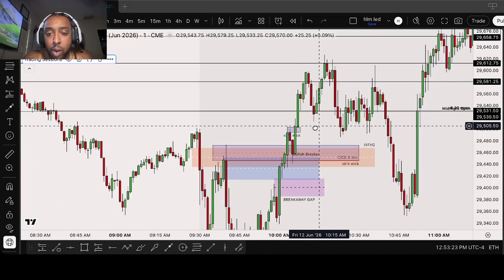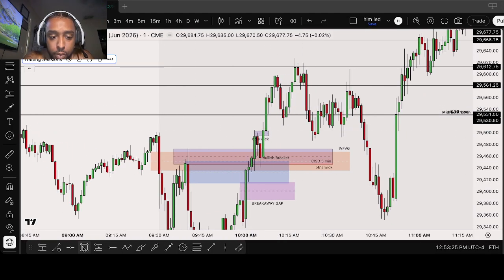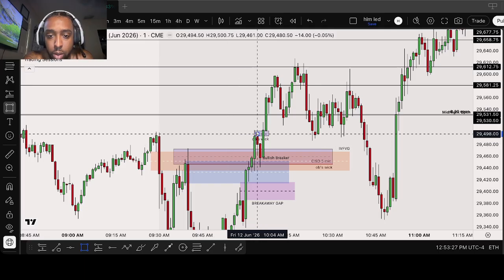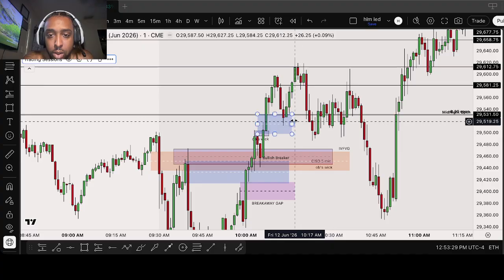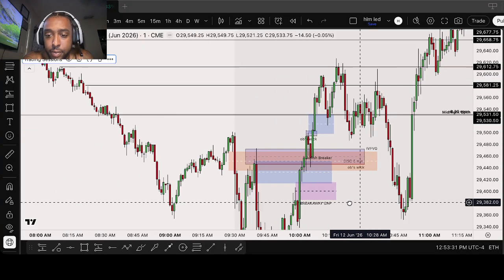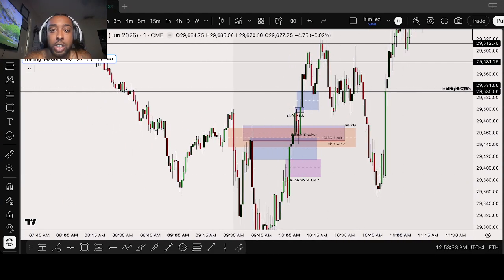And you see it came right back, used the same bullish order block coupled with the fair value gap right here to go higher. But yeah, so that was my trade recap.